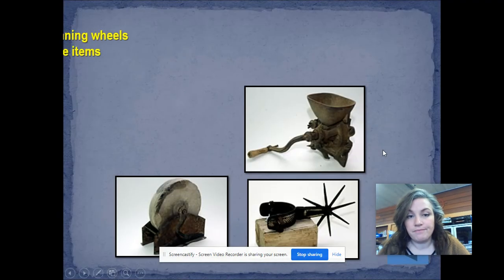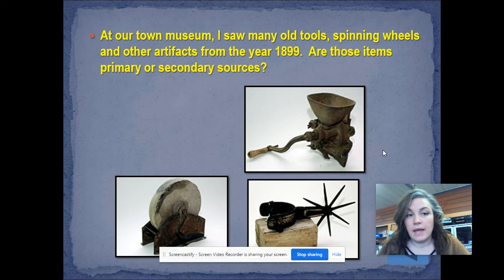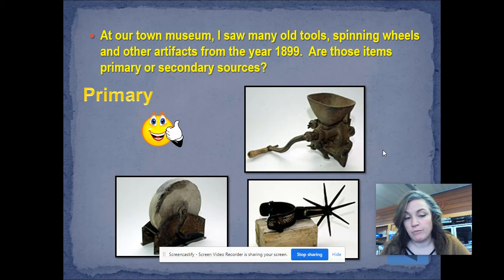Question 10. At our town museum, I saw many old tools, spinning wheels, and other artifacts from the year 1899. Are those items primary or secondary? So if we're looking at some tools from a certain time period, okay, they're in a town museum, those things would be primary, okay, and they've been preserved in their original condition all this time.